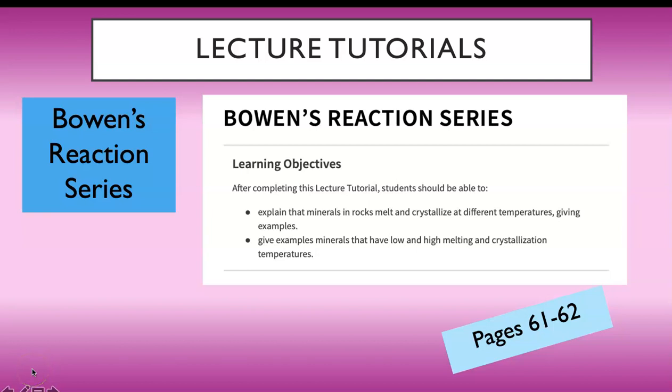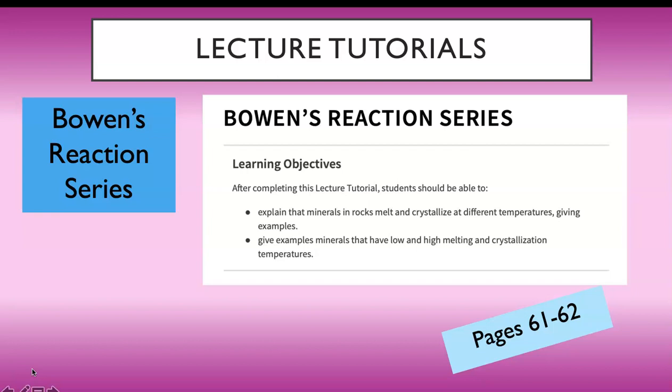This tutorial reviews Bowen's reaction series, a very important concept when it comes to magma cooling and crystallizing. By the end of this tutorial, you should be able to explain that minerals in rocks melt and crystallize at different temperatures, and you should be able to give examples. You should also be able to give examples of specific minerals that have low and high melting and crystallization temperatures, and crystallization can be thought of as freezing as well.